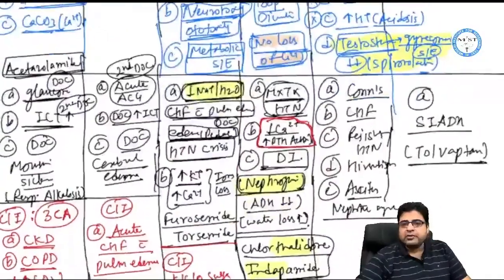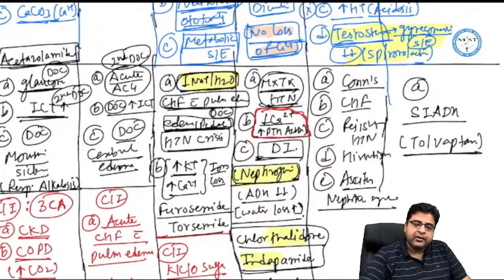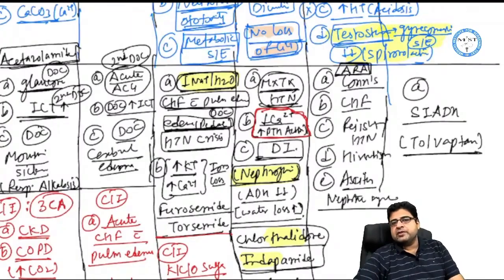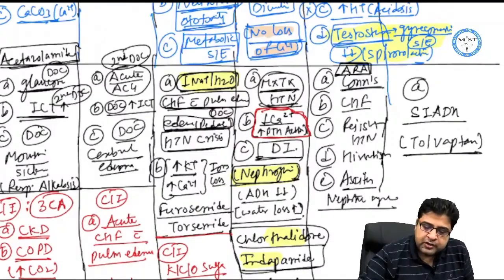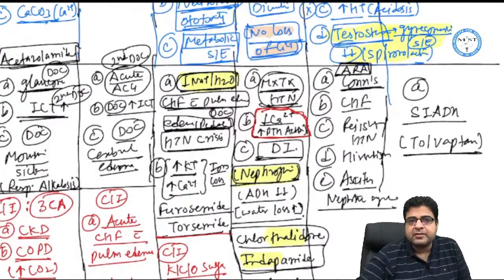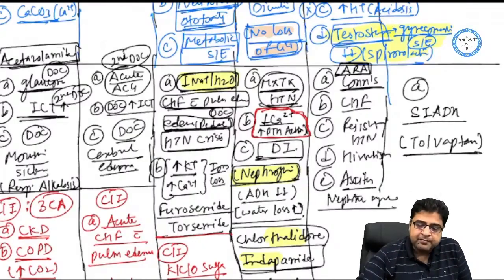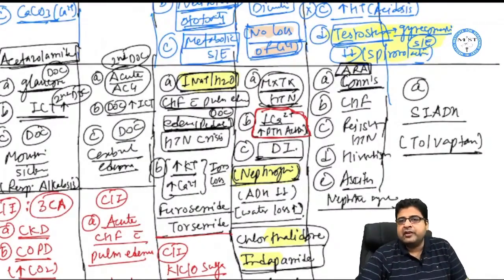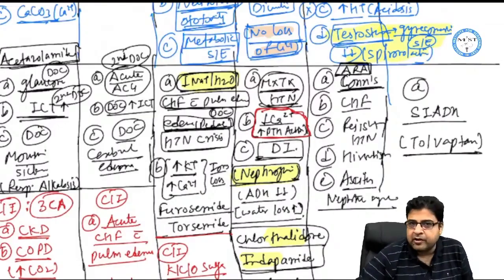Now where do we use this potassium sparing diuretic or ARA? If we talk about indications of ARA, where do we use spironolactone? Please remember, these medicines are drug of choice for Conn's syndrome. Conn's syndrome is hyperaldosteronism, where the aldosterone level is already high.